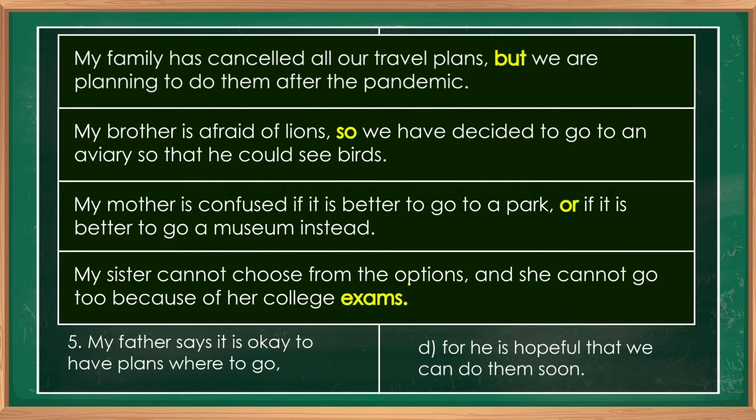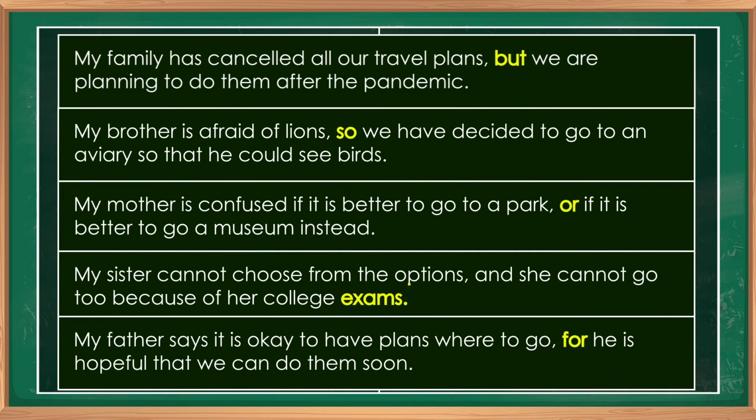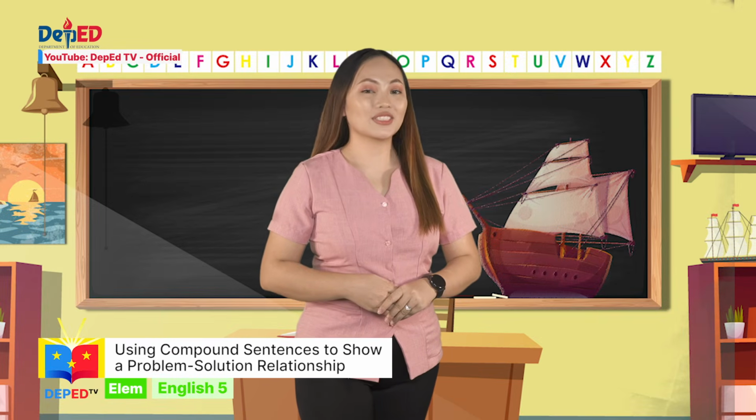For the last number, the answer is letter D. It must be, my father says it is okay to have plans where to go, for he is hopeful that we can do them soon. For is the right coordinating conjunction to state the reason the father is hopeful to have travel plans after the pandemic. How did you do in our first activity?